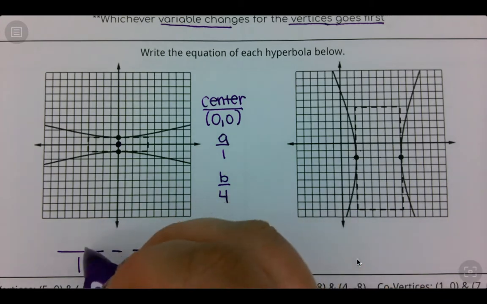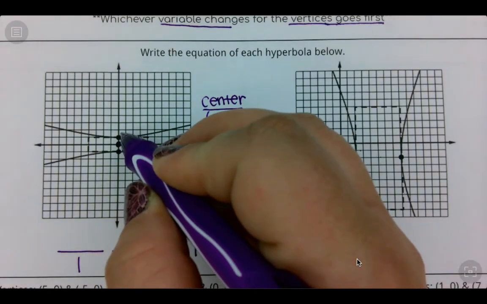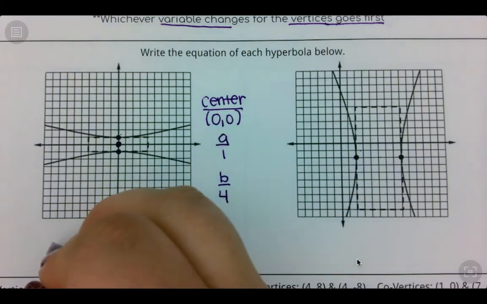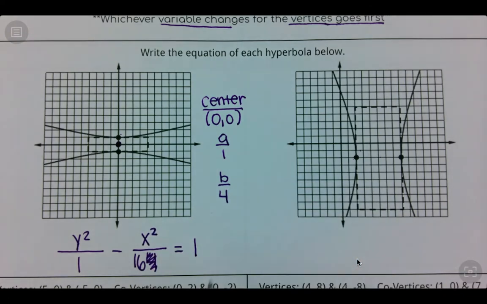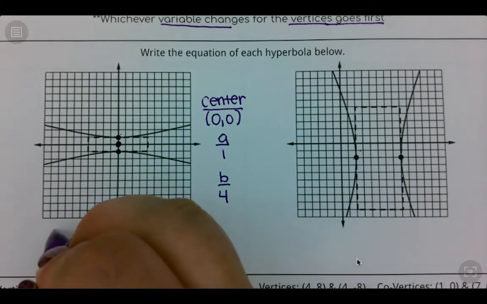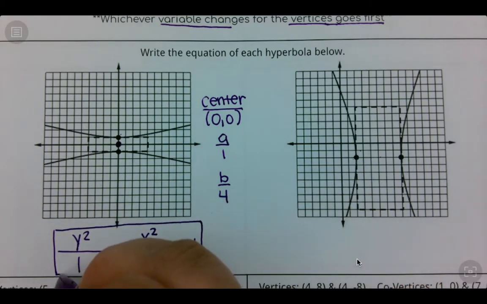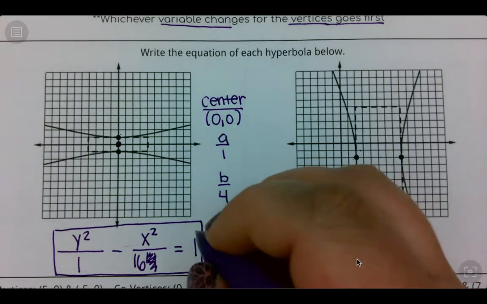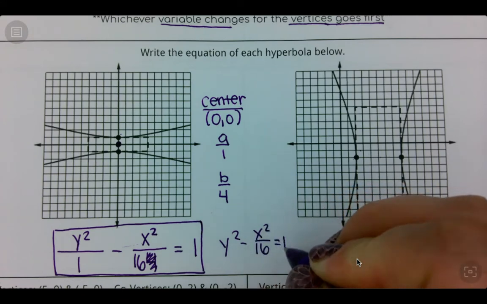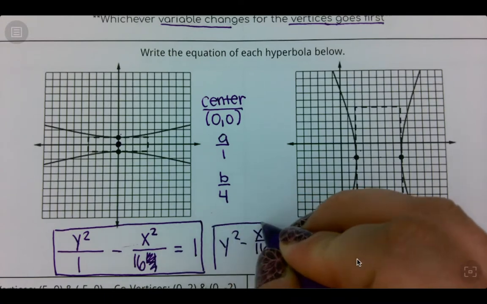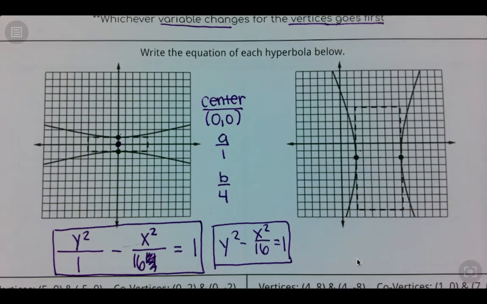Then we have to decide which one goes first. Since the vertices are on the y values, up and down, y goes first. And since it's 0, 0, I don't have any numbers on top with x and y. And that is my equation. Another way of writing this, if you wanted to, would be like this. You don't have to have the over 1. And I'm mainly doing that so that you know that if you ever see it like this that doesn't have a denominator, that's because it had a 1 on the bottom.